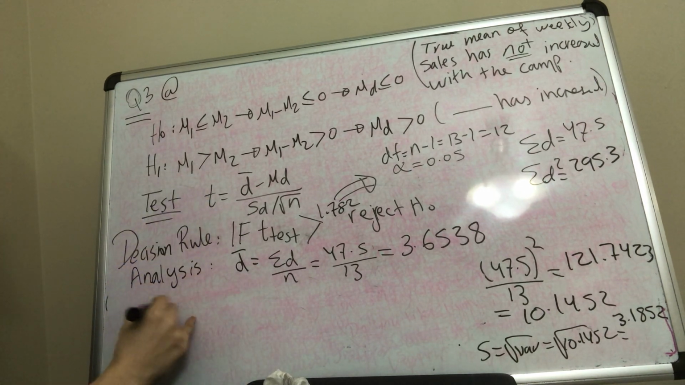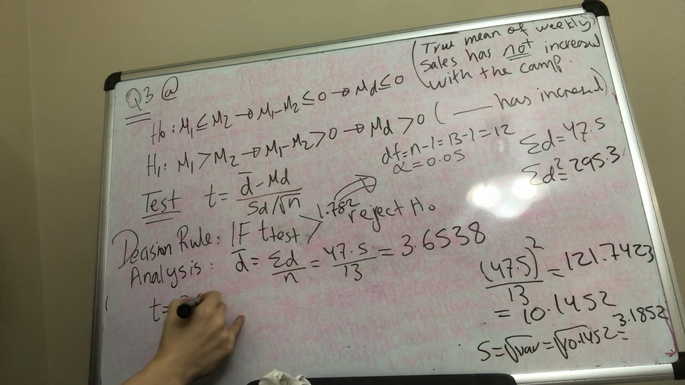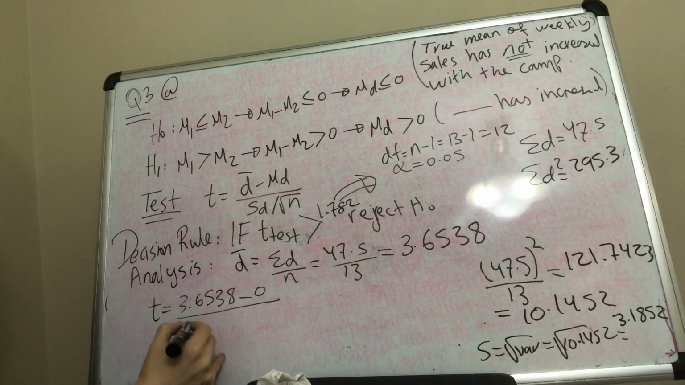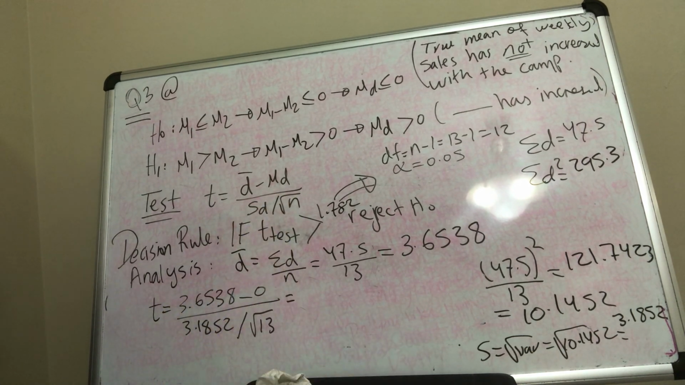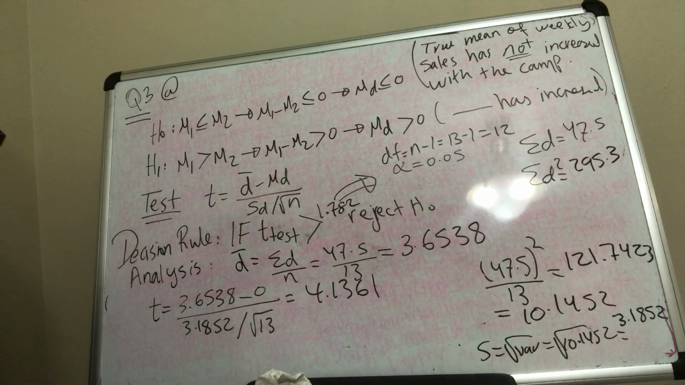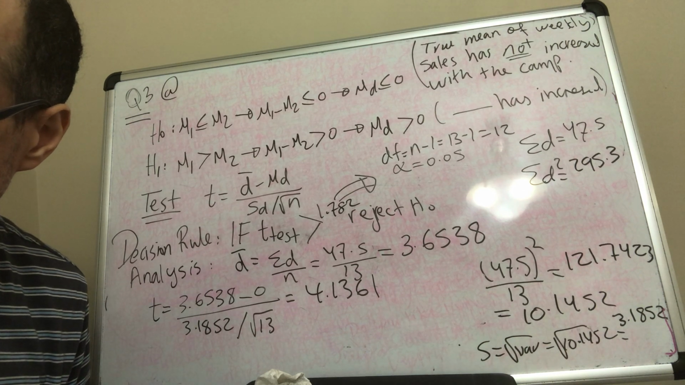We put everything in the t-test. D bar is 3.6538. Mu d is 0. SD is the 3.1852. And it's the square root of sample 13. So 3.6538 over this square root of 13. This will give you 4.1361. This is the answer of the question.